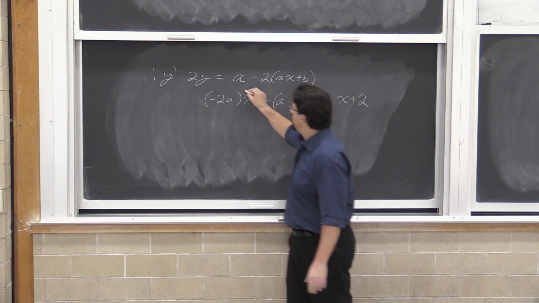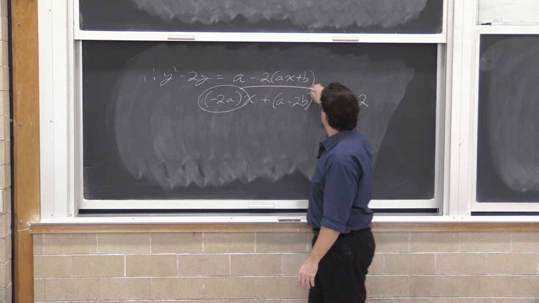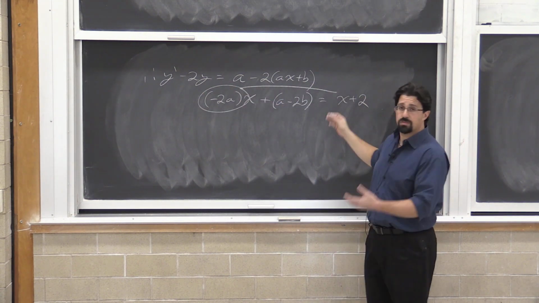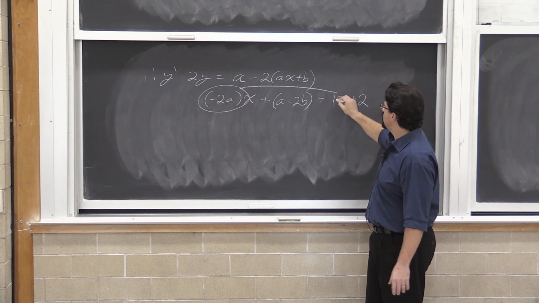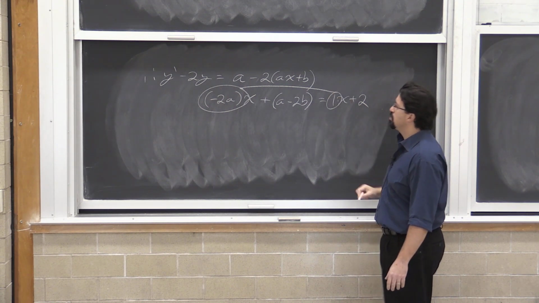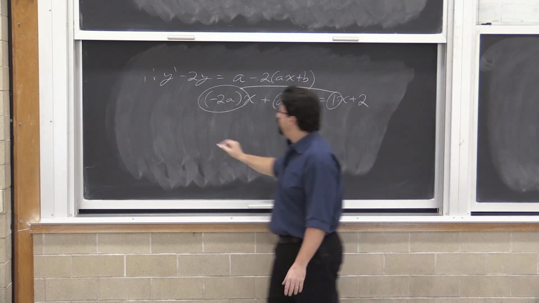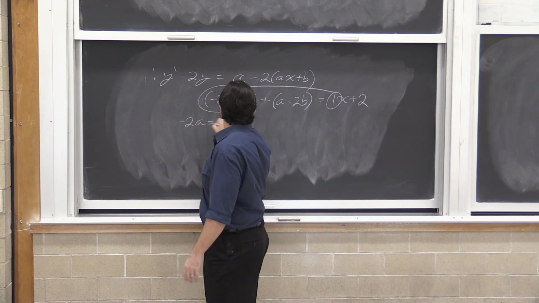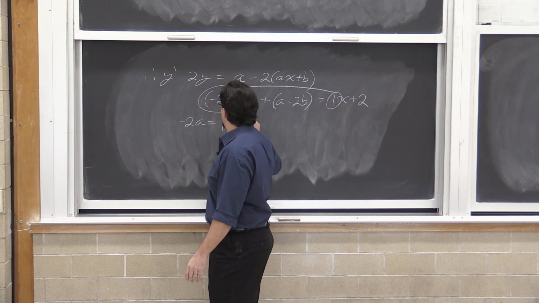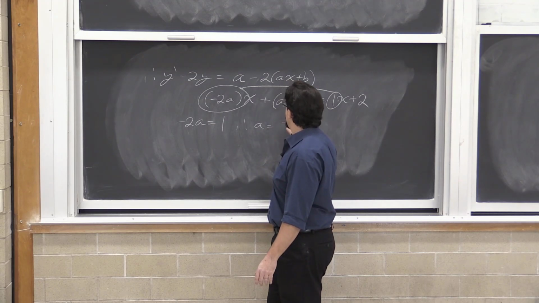So we can compare the coefficients over here with the coefficient of the x. There isn't anything written, that's because it's just 1 times x. So that means that we have negative 2a is equal to 1, and therefore a is equal to negative 1/2.